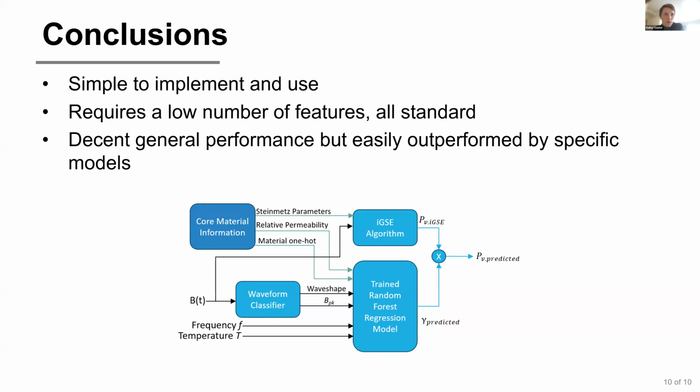It requires a very low number of input features, and it has pretty decent general performance and good generality and performance on new materials, but is fairly easily outperformed by specific models, like the neural network models that are trained just for a given material.